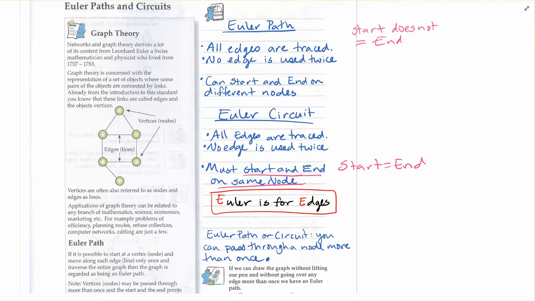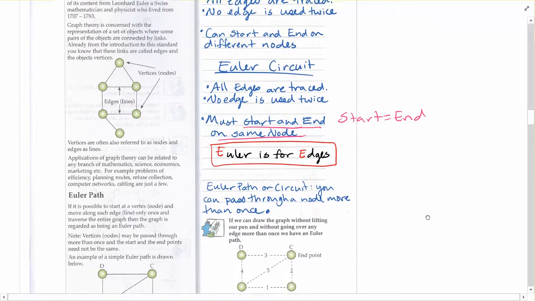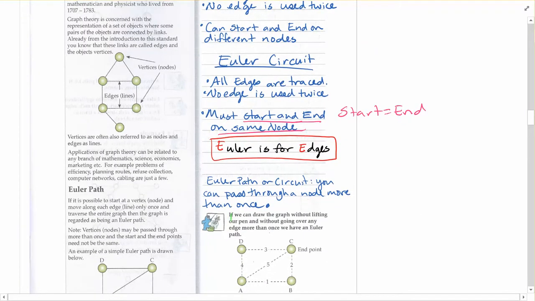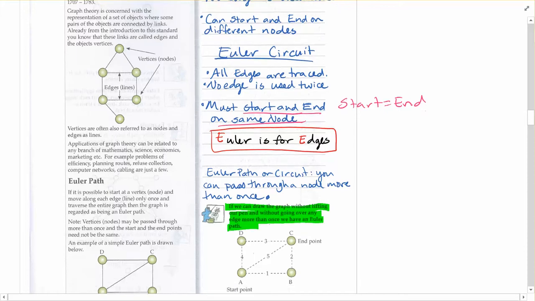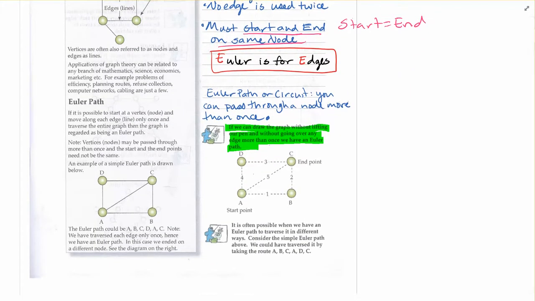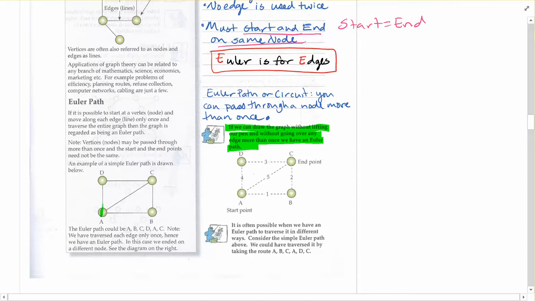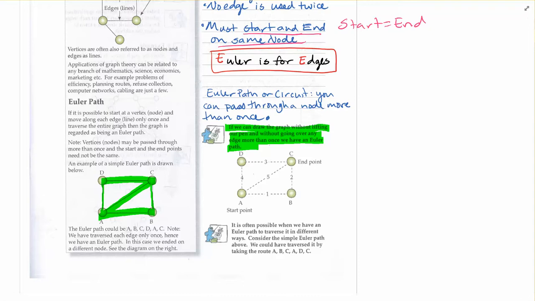I like this little tip they give in the workbook. If you can draw a path without lifting your pen or without going over any edge more than once, you have an Euler path. So if we take a look at these, if I start at A, go up to D, over to C, back down to A, over to B, and up to C, I have traced every single edge in that network, and I've not repeated any of them, so I've not gone back over myself.